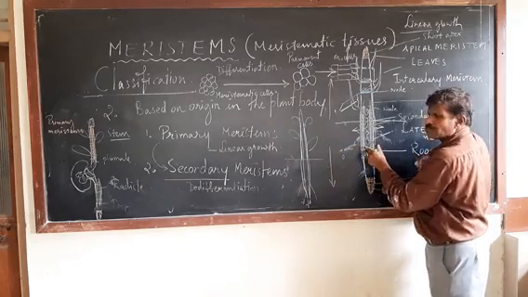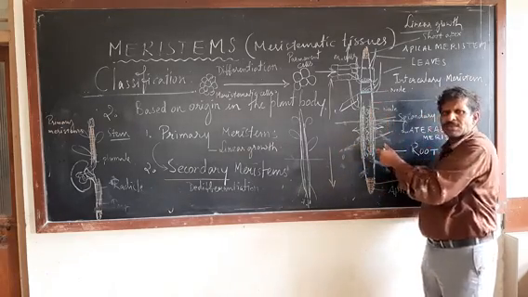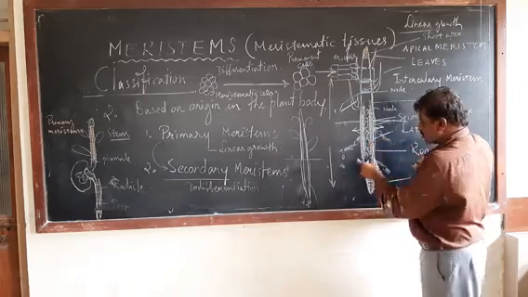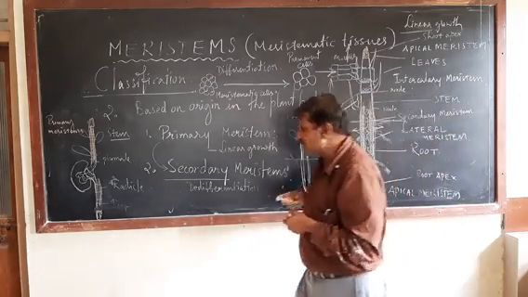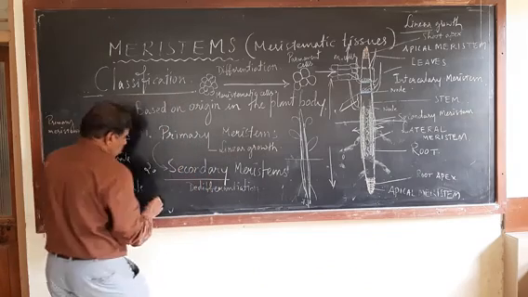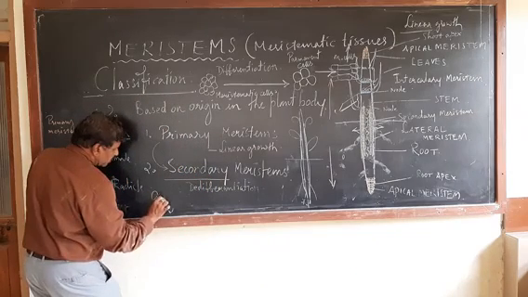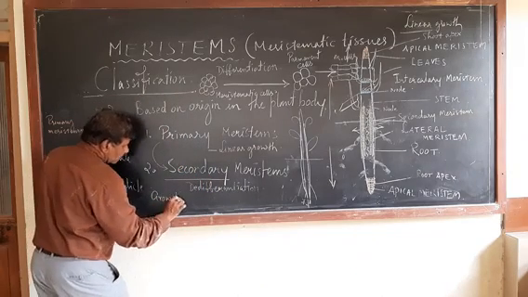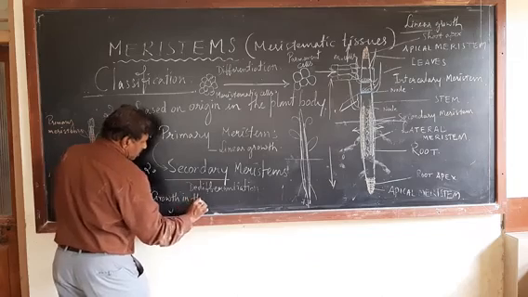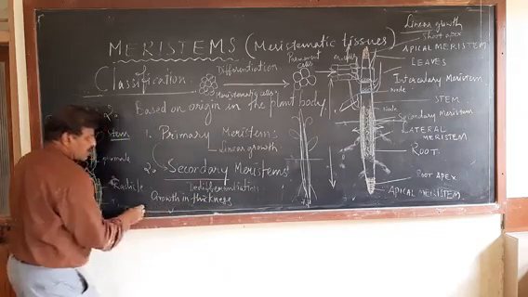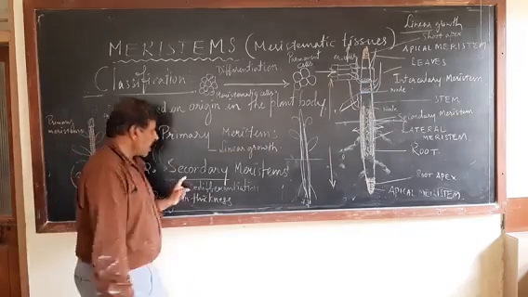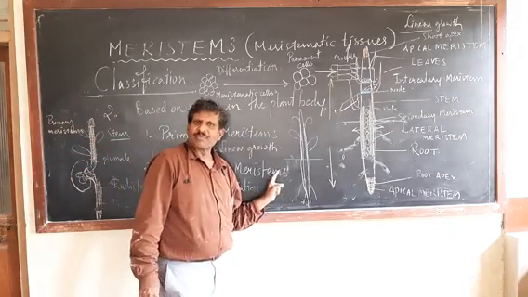Lateral growth of the stem and root occurs. Because of that lateral growth, thickness of the stem and root increases. We call this increase in the thickness of the stem or root as growth in thickness. Growth in thickness usually happens by the secondary meristems.